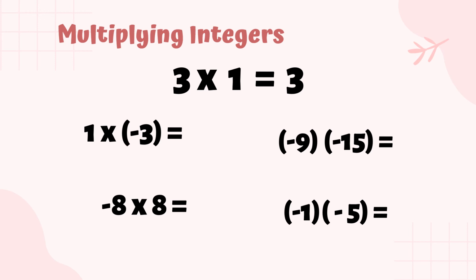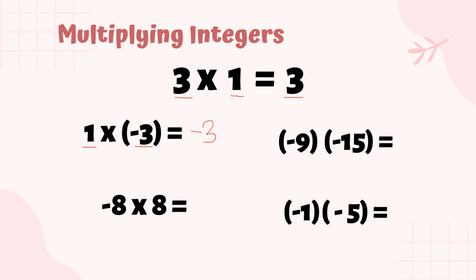Okay, let's try. So we are used to multiplying positive integers like positive 3 times positive 1. So the result, of course, is 3. So what if we have this one? 1 times negative 3. So notice that they have different signs. The first number is positive, the second number is negative. So if they have different signs, simply multiply the two numbers. 1 times 3 is 3. Since they have different signs, the result, the product, is negative.